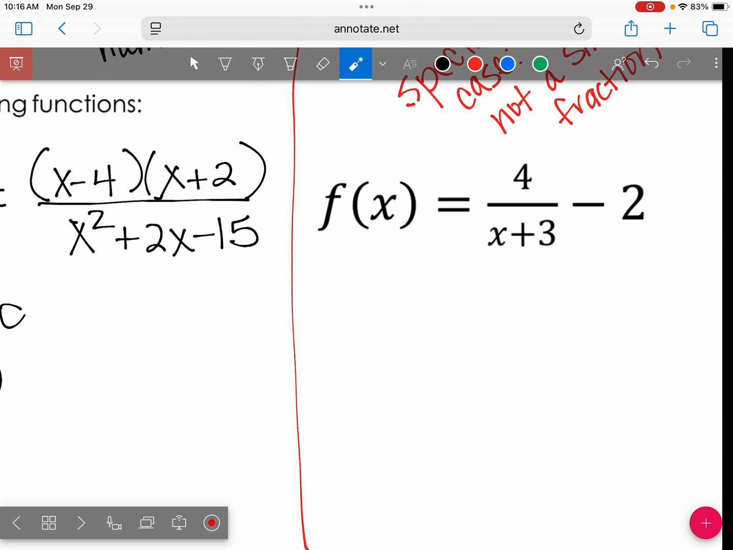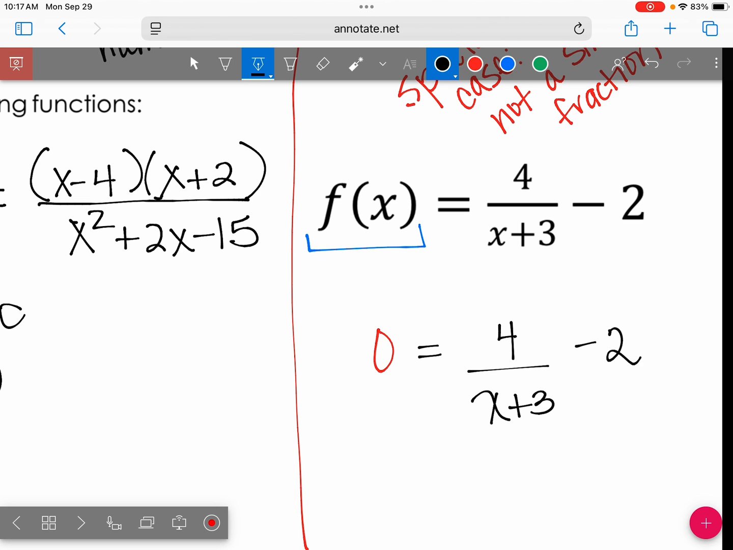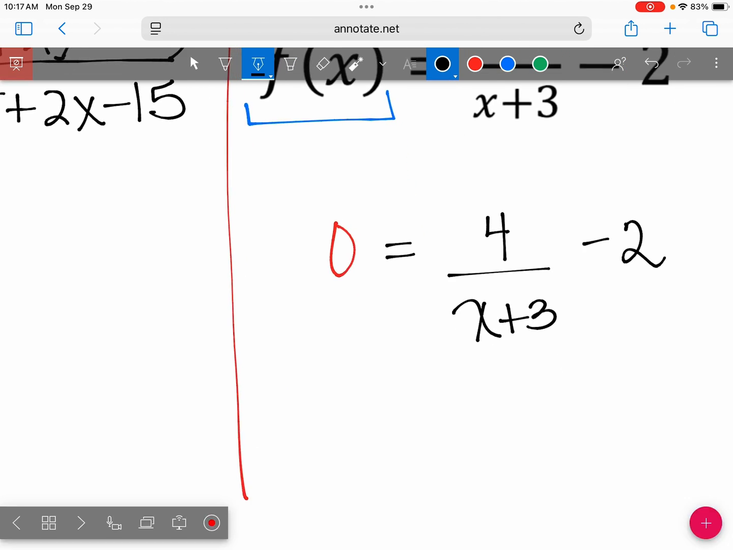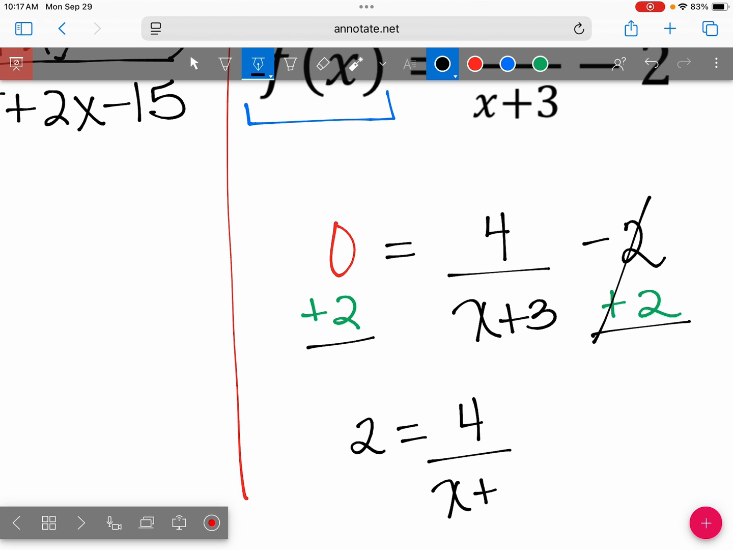So what I'm going to do is set this equal to 0. So I have 0, and that equals 4 over x plus 3, and then -2. So I'm going to go ahead and solve this for x. First, I'm going to begin by adding 2 to both sides. So what that's going to give me is 2 equals 4 over x plus 3.